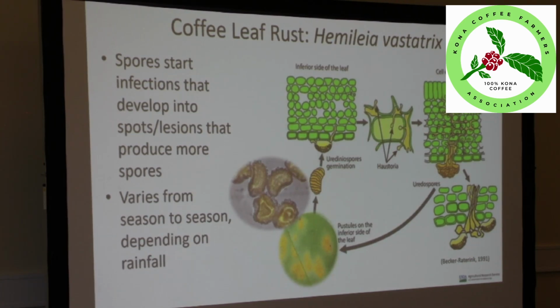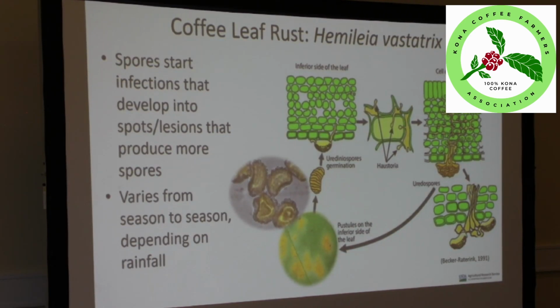That is a picture of why it is difficult to control this pathogen: the sticky nature of these spores, which can resist all kinds of environmental conditions. The disease does vary from season to season. It really depends on rainfall, not only for germination, but for the disease cycle.